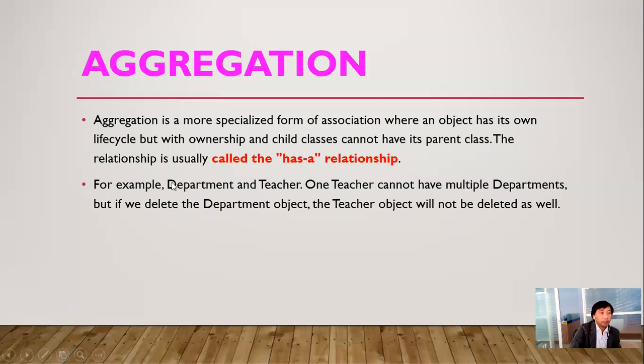For example, the department and the teacher. One teacher can have multiple departments, but if we delete the department object, then the teacher object will not be deleted as well. But because the department is the parent of the class and the teacher is the child of the class, then the department will have a teacher object inside the department.